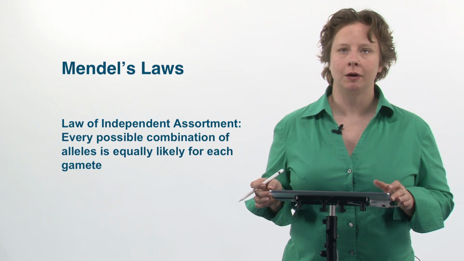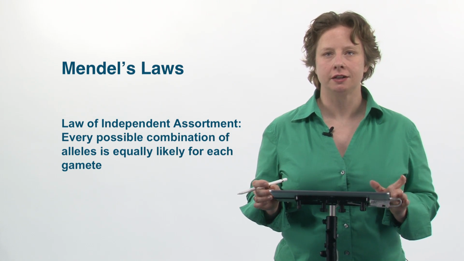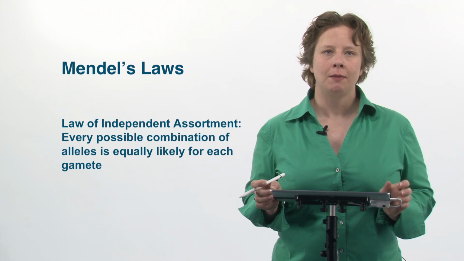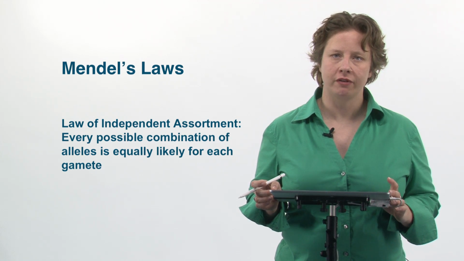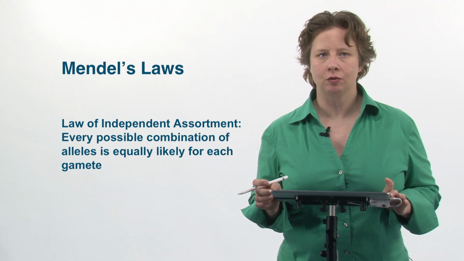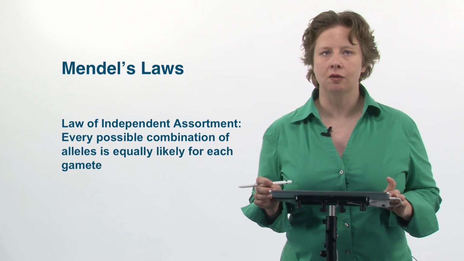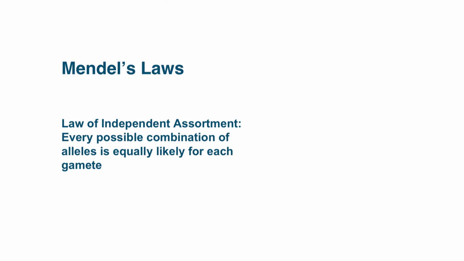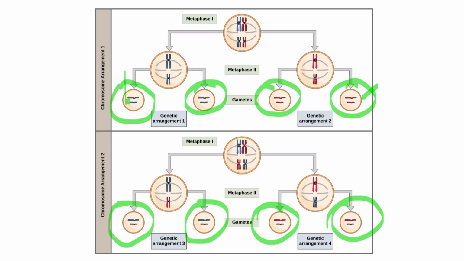In this unit, we're talking about the chromosomal basis of inheritance. First, Mendel came up with two laws. One of them is the Law of Independent Assortment that says that every possible combination of alleles is equally likely for each gamete. So in this picture, I've got circled all of the possible combinations of alleles that could come from this potential metaphase division.